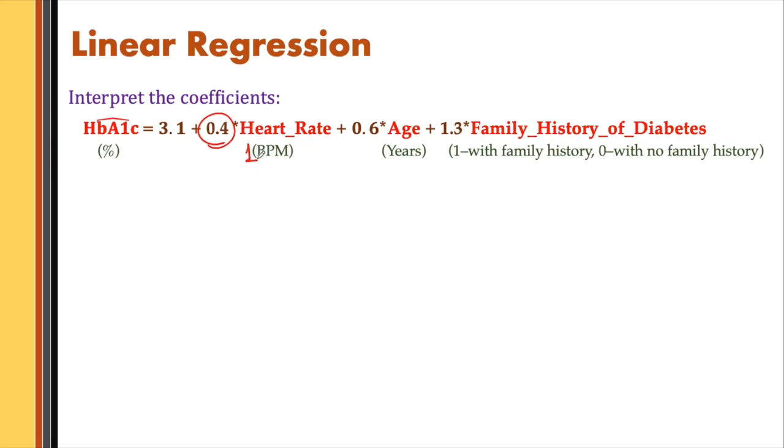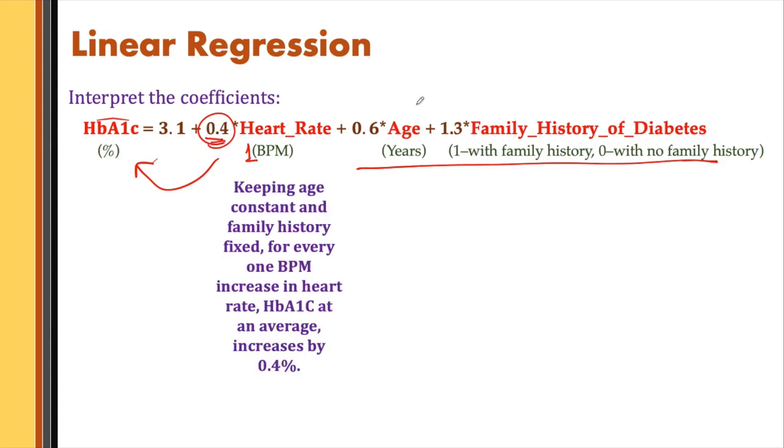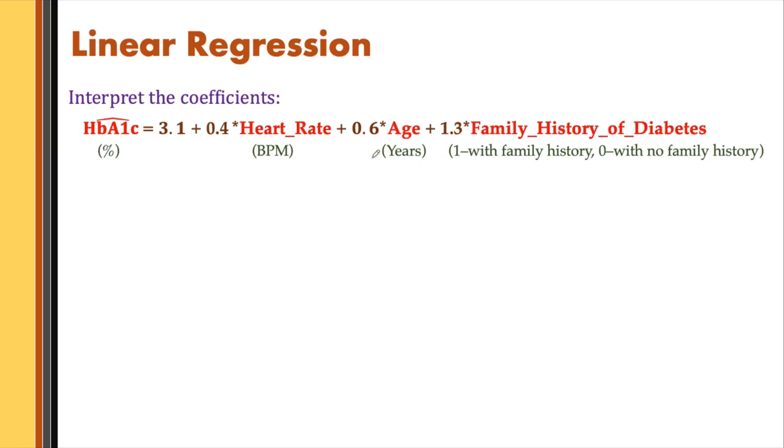So again, increasing this by 1, keeping everything else constant, will increase the HbA1c by 0.4. Keeping age constant and family history fixed, for every 1 beat per minute increase in the heart rate, HbA1c on average increases by 0.4%. How about age? For every 1 year increase in age, HbA1c on average will increase by 0.6%, keeping this constant and keeping this fixed.